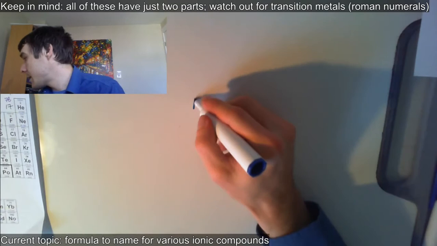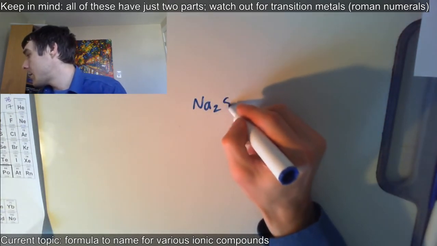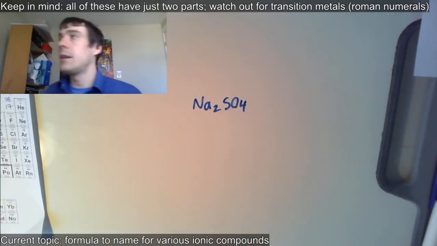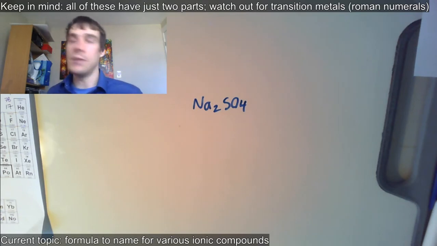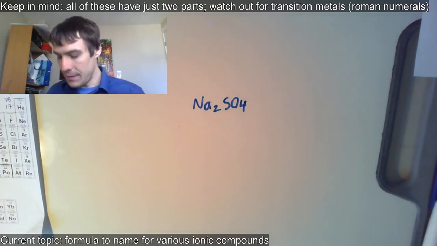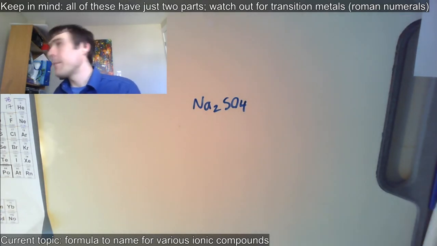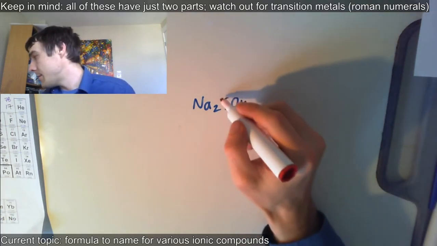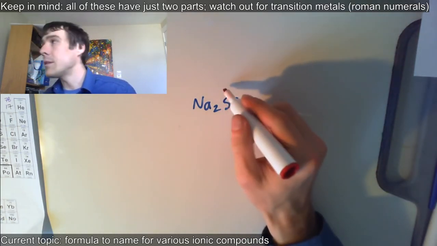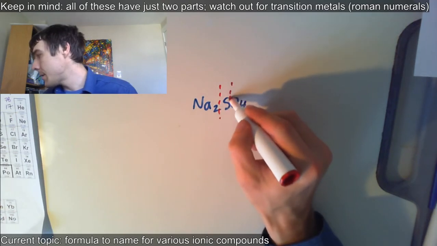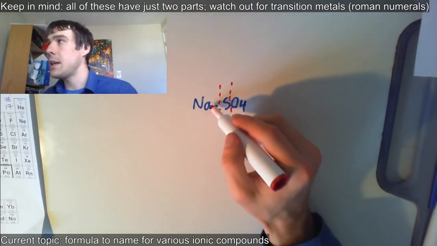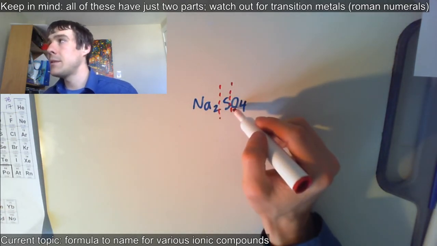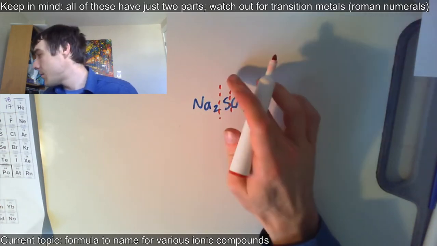Let's start with something like Na2SO4. This has more than two atoms in it, so the first thing we have to do is figure out where we're going to split it. Is it going to be here or here? There's two places we could possibly split it. We could split it into Na and SO4, or we could split it into NaS and O4.